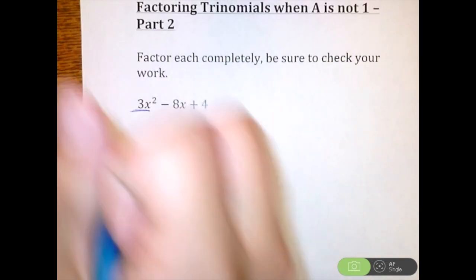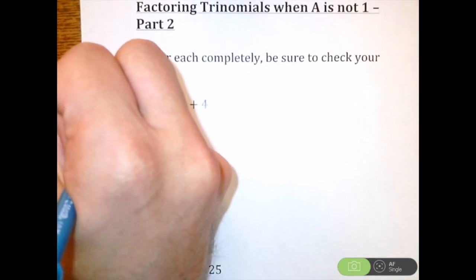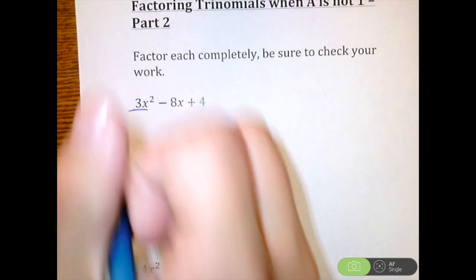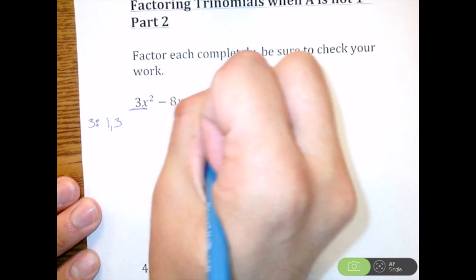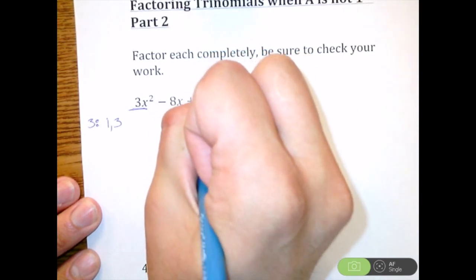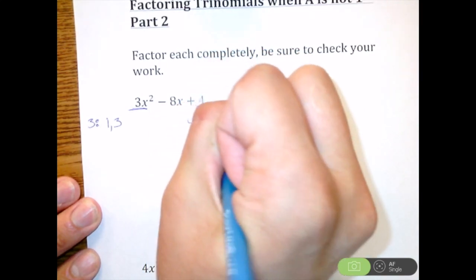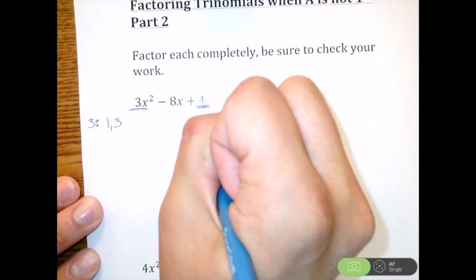So I start with the 3. I want to look at pairs of numbers that multiply to 3, which is 1 and 3, nothing else. Do the same thing with the 4 in the back. Pairs of numbers that multiply to 4 are 1 and 4, and 2 and 2.